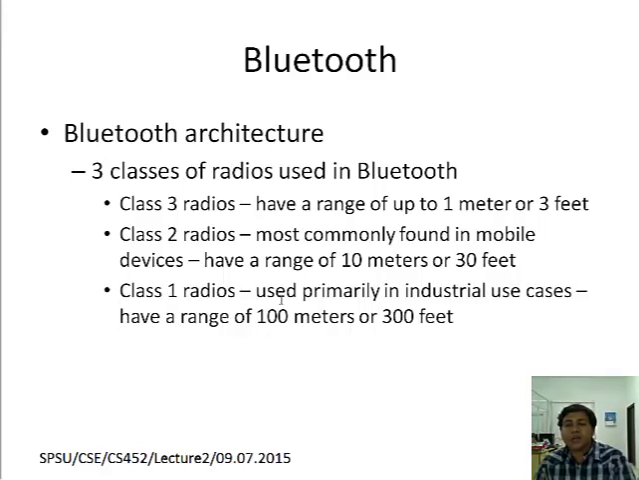So class 1 radio is better, which has 300 feet or 100 meters of range. We normally see class 2 radio devices, which have 10 meters or 30 feet, but class 3 radio is also available, which is 1 meter or 3 feet.